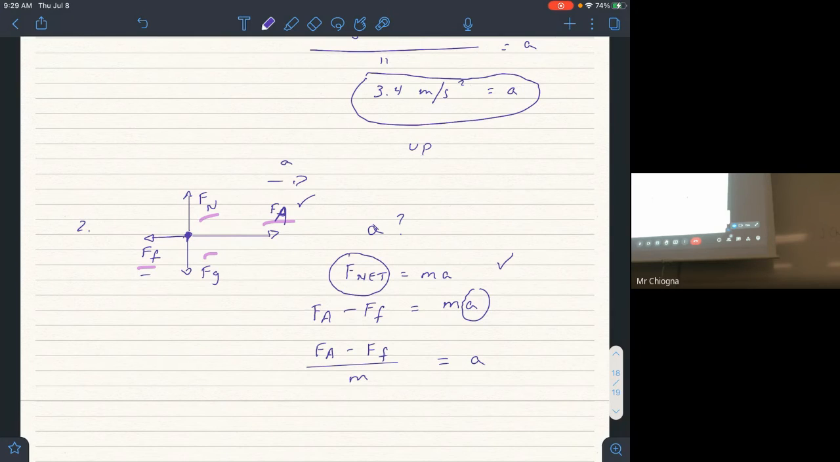Okay, let's just look at this. This is the equation. I have my FA. I have my force of friction. And I have the mass. I can just plug in.